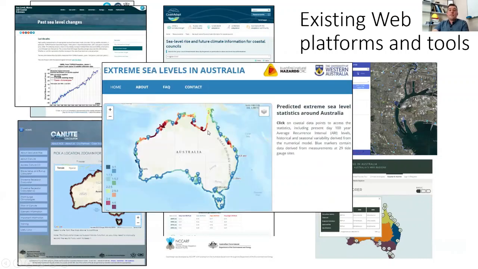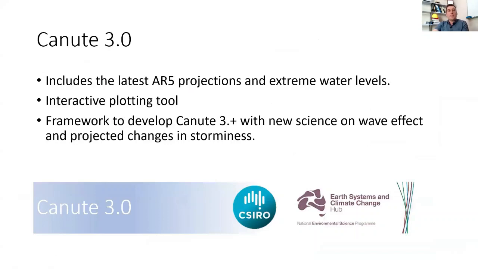So these are the tools that are out there, and a very new tool, which I think has only been released at the end of last year, is out of the University of Western Australia, is another tool where you can investigate extreme water levels around Australia by clicking. So the tool that we'll present today is similar to this. And I'll touch on all these web tools and platforms later on.